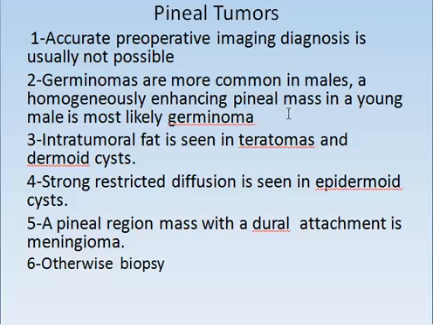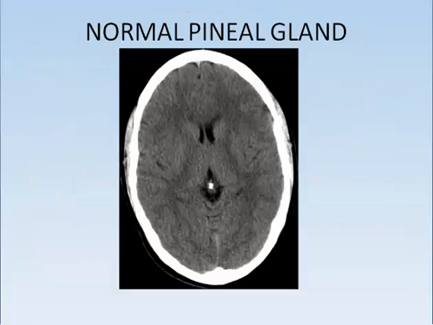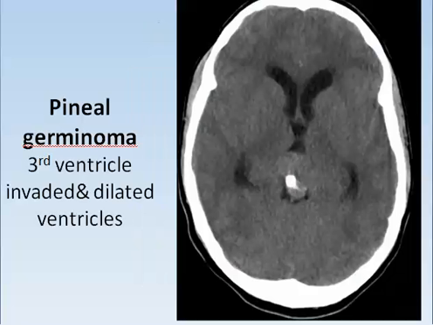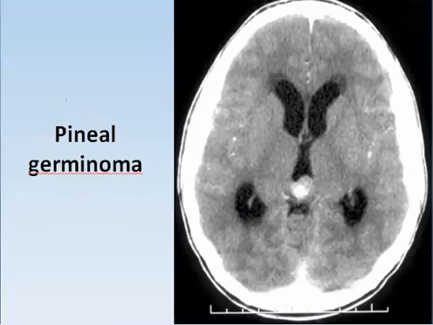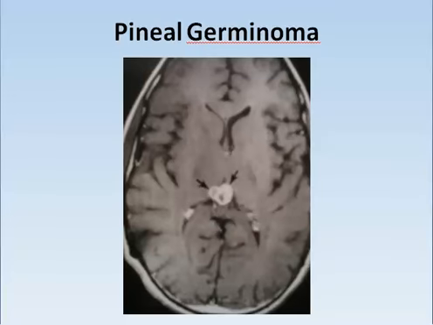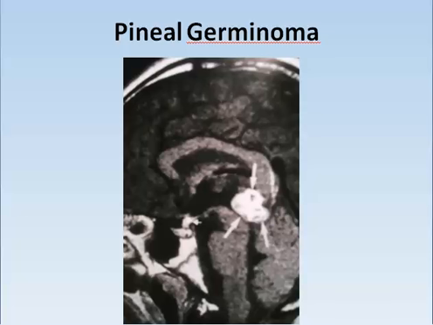A homogeneously enhancing pineal mass in a young patient is most likely a germinoma. Here it is, and here is the homogeneous enhancement, pushing into the third ventricle again and resulting in hydrocephalic changes. Pineal germinoma seen enhancing in T1 weighted images.